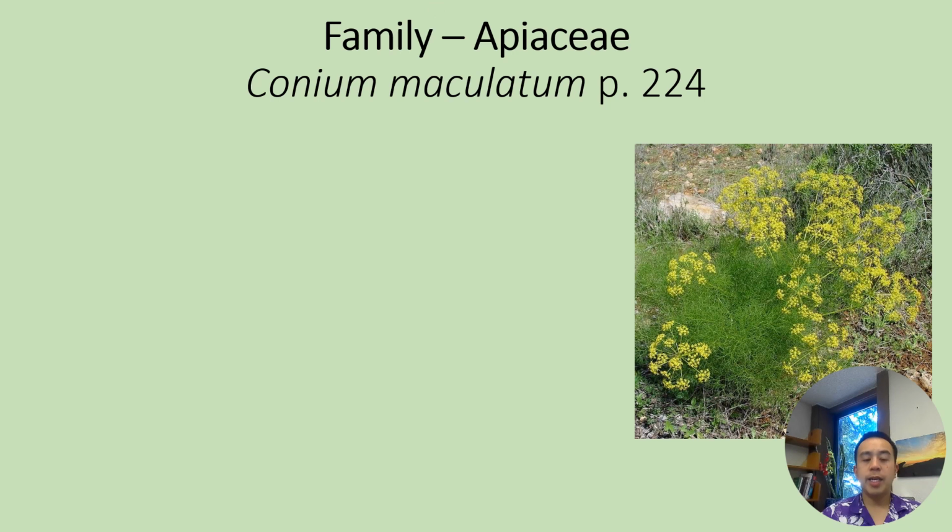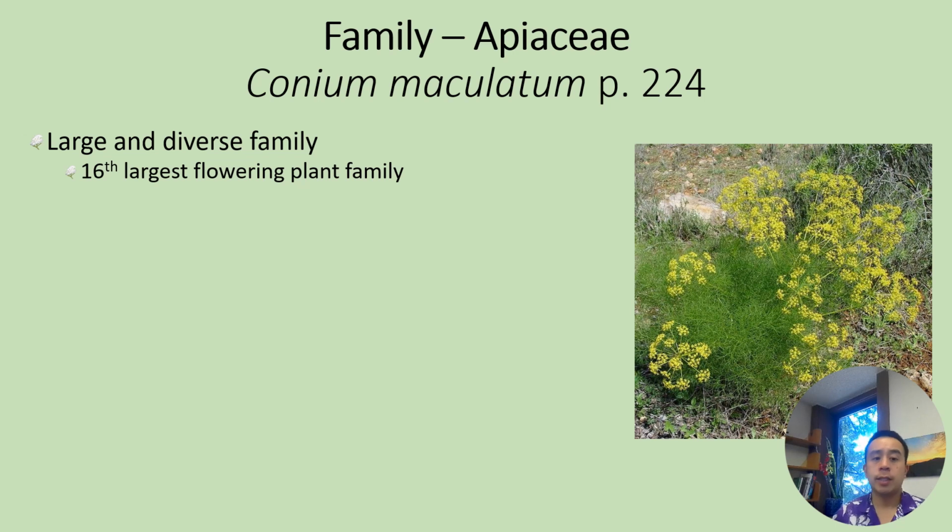So with the Apiaceae family, we're going to be focusing on Conium maculatum, or poison hemlock, which can be found on page 224. Before we get into that, we'll just briefly describe the Apiaceae family a little bit more. It's a very large and diverse family. It is the 16th largest flowering plant family in the world, and it's typically aromatic, which means it's scented or has aromas that you can strongly smell, and it has hollow stems, which is not characteristic of forbs and often characteristic of grass species. However, plants in the Apiaceae family typically have hollow stems, like grasses.